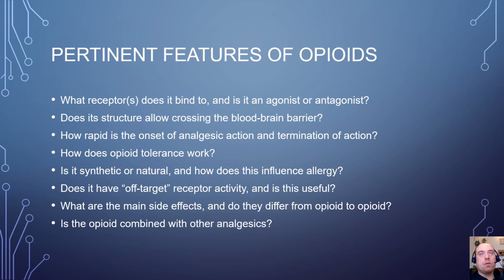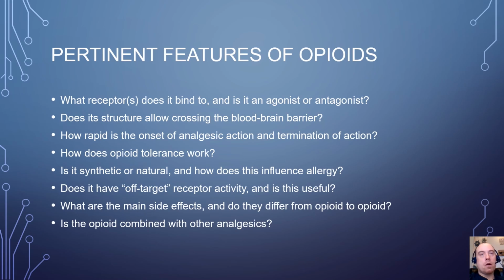So what are the pertinent features that pharmacists and other healthcare professionals would think about? What receptor does the opioid bind to, and is it an agonist or antagonist? That is absolutely critical. Agonists are alleviating pain. Antagonists are blocking those agonists. So we'll get into those specific ones in a little bit.